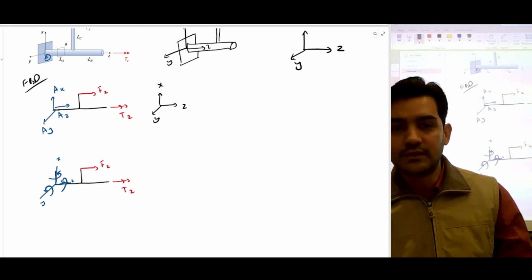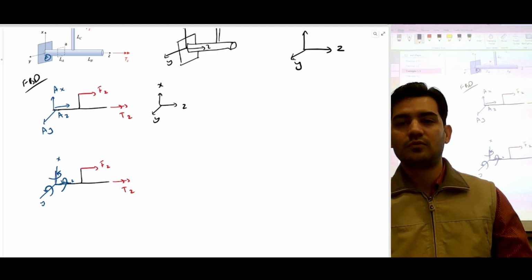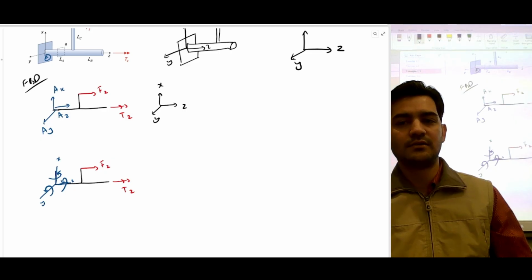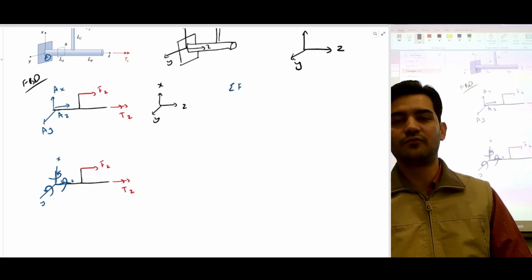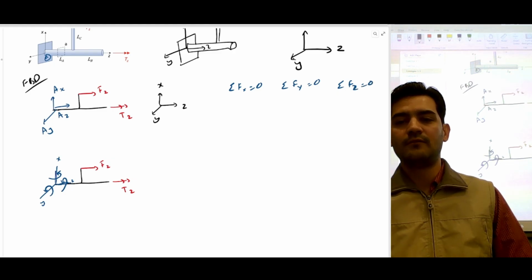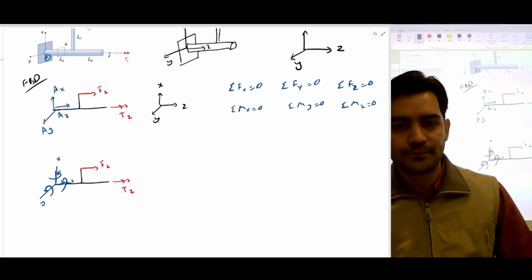But anyway, we can use equilibrium equations. It's a 3-dimensional problem. So we will have summation of forces along the x-axis equal to 0, summation of forces along the y-axis equal to 0, and summation of forces along the z-axis equal to 0. And also we'll have moments: summation of moment along the x-axis equal to 0, summation of moment along the y-axis equal to 0, summation of moment along the z-axis equal to 0.